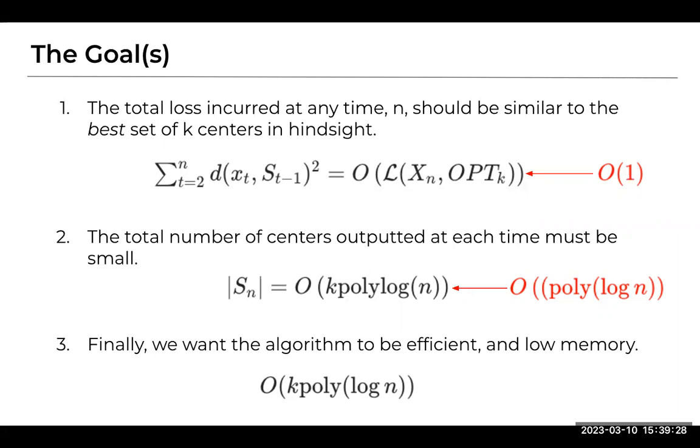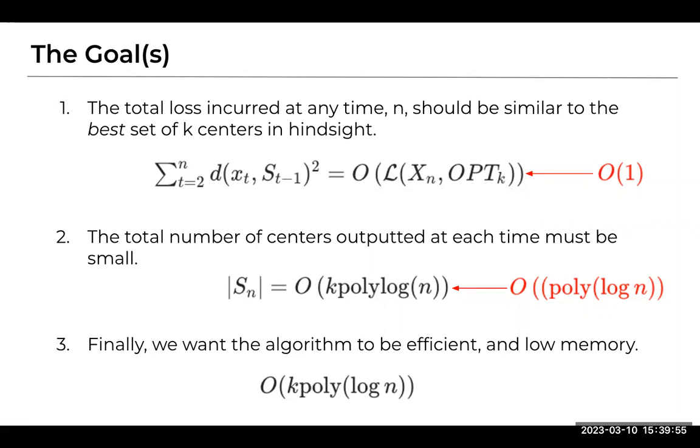So that's what I mean. We're comparing to the best set of k centers, and we just want to be within a constant factor. And for the number of centers we're allowed to output, we're going to also relax that. So instead of being exactly k, we'll allow ourselves to differ by a polylogarithmic factor. This is maybe not super desirable because log n does go to infinity as n goes to infinity. But reducing this to k would definitely be a direction I'm interested in for future work.